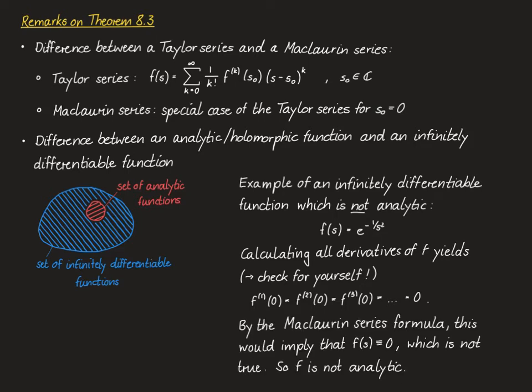By the formula for the Maclaurin series in Theorem 8.3, this fact that all of the derivatives are 0 would imply that the function has to be equal to the 0 function, which is obviously not true because e to the minus 1 over s squared is not the zero function. Therefore, we can conclude that this function here cannot be analytic, even though it is in fact infinitely differentiable.